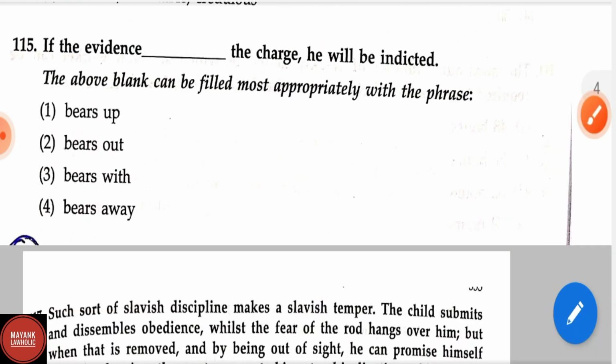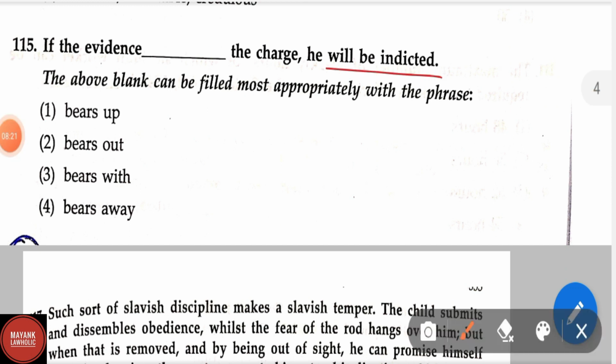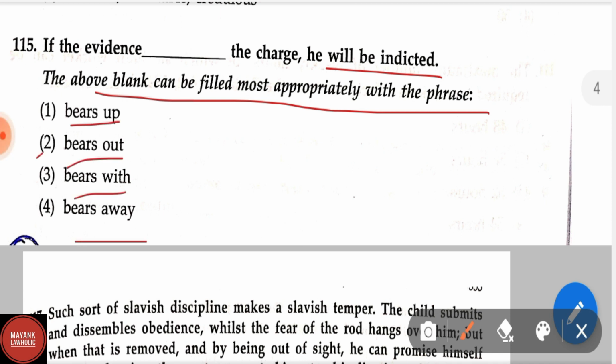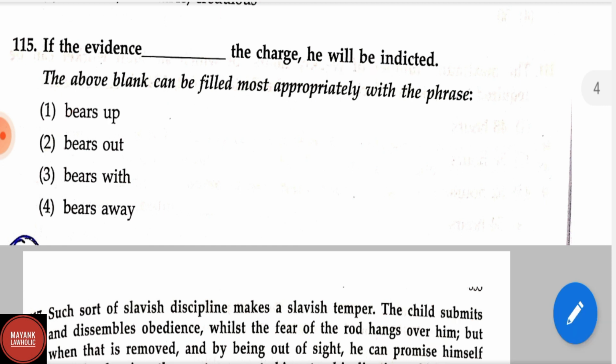Question number 115. If the evidence dash, the charge will be indicated. The above blank can be filled most appropriately with the phrase: option 1, bears up; bears out; bears with; bears away. Okay, here the correct answer is option 2, bears out. If the evidence bears out, the charge will be indicated.